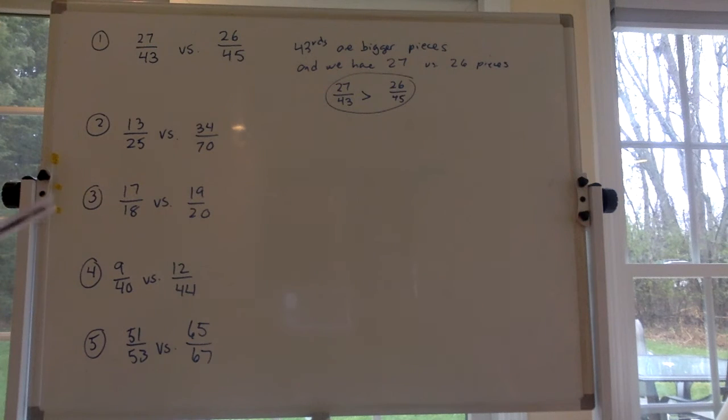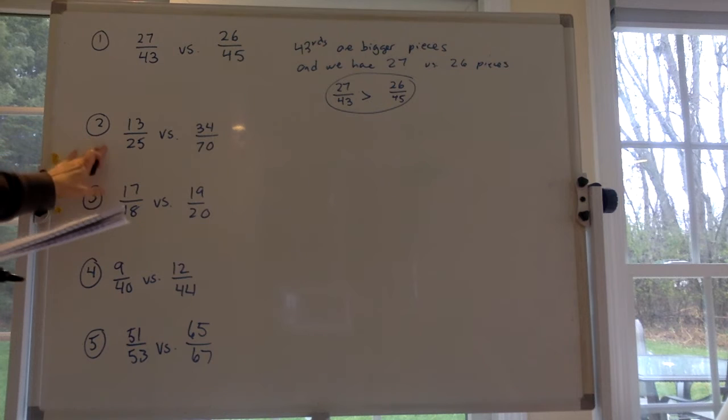How about the second one? We've got 13 over 25 versus 34 over 70. Man, I don't know. That's a little dicey. Let's see. What we can do is use a benchmark. A benchmark is a number, like a fraction, that we're going to compare each of these fractions to.